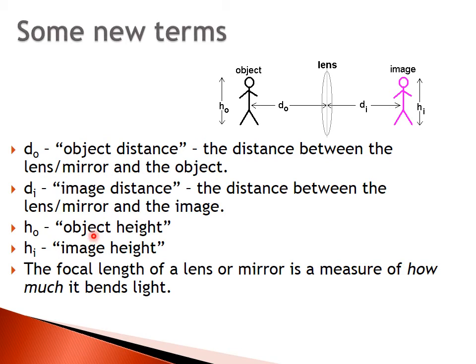HO and HI are the heights of the object and image. So that's just how tall it is and how tall the image is. The focal length of a mirror is a measure of how much it bends light. So the more a lens bends light, usually that changes its focal length. And that's something that's either going to be in the equation that we're going to solve for, or is given to us in the problem.